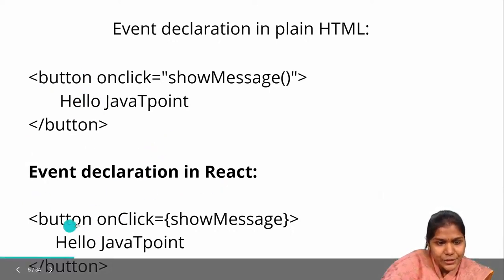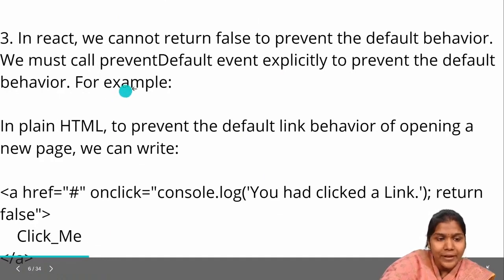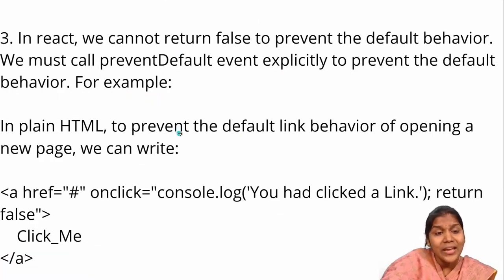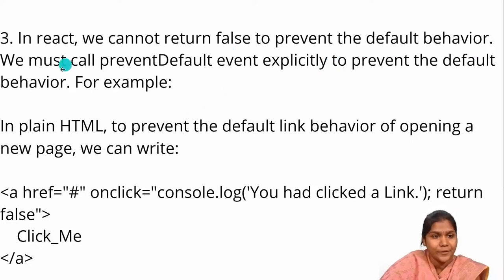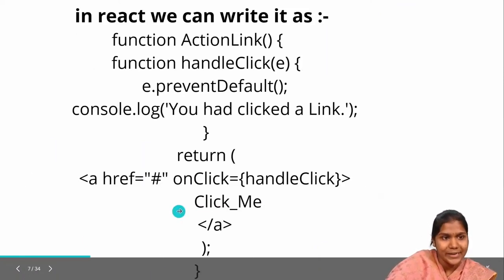Now the event declaration, you can see here. Show the message, in curly braces we have given. Okay. This is how basic string data is given. Okay. Fine. The third one is, in React, we cannot return false to prevent the default behavior. We must call prevent default explicitly to prevent the default behavior. Like you can see here, you clicked on a link, return false. So you cannot call any default behavior. It has to be returned in the application.